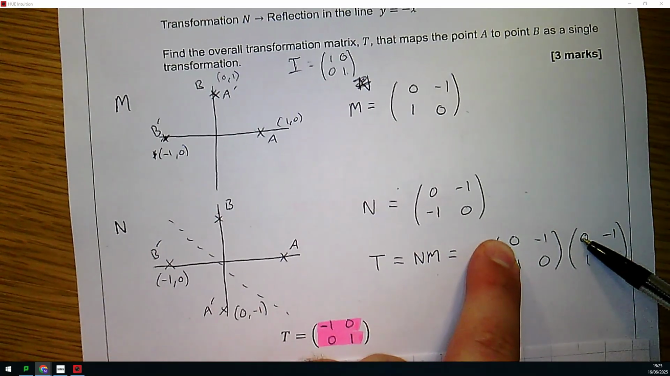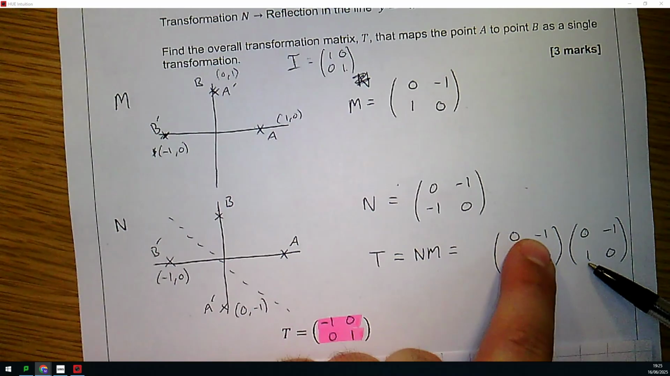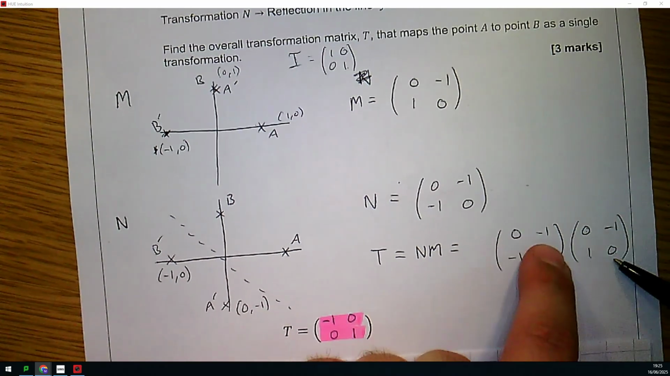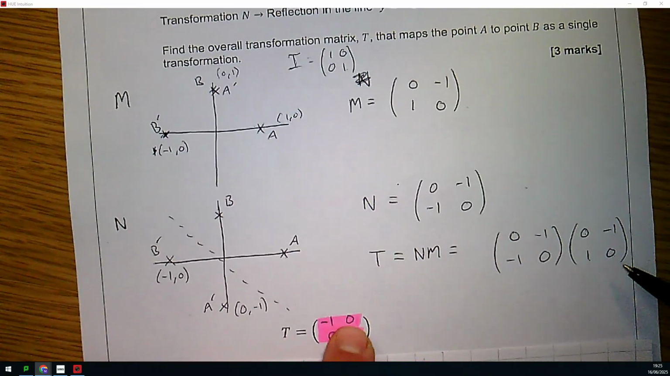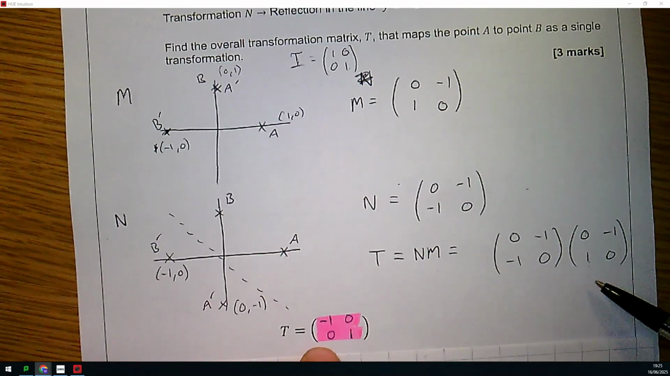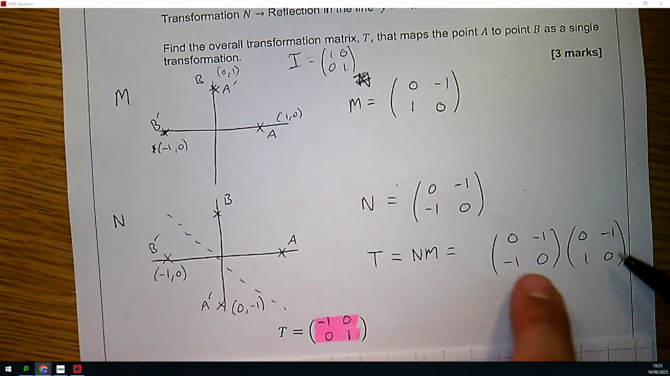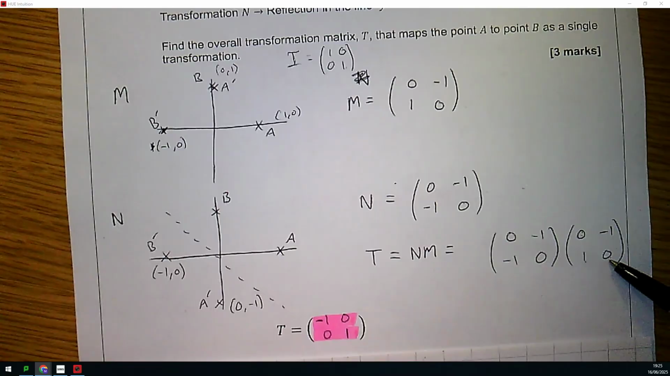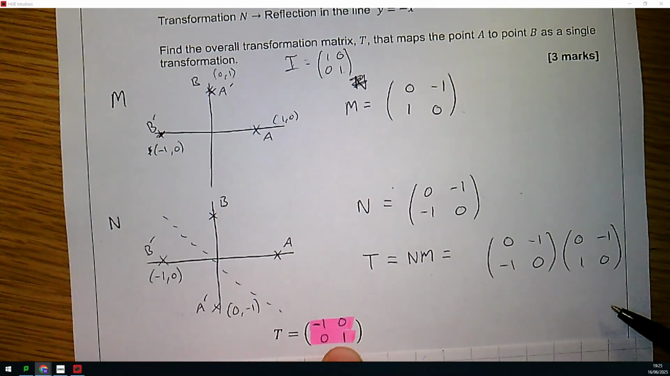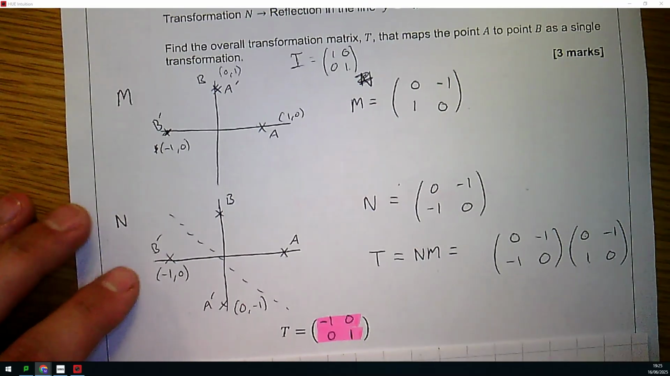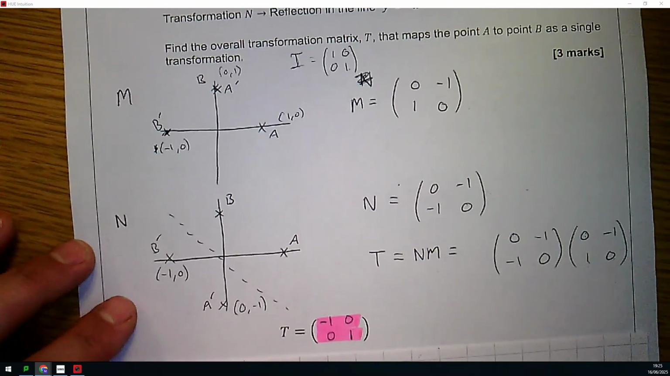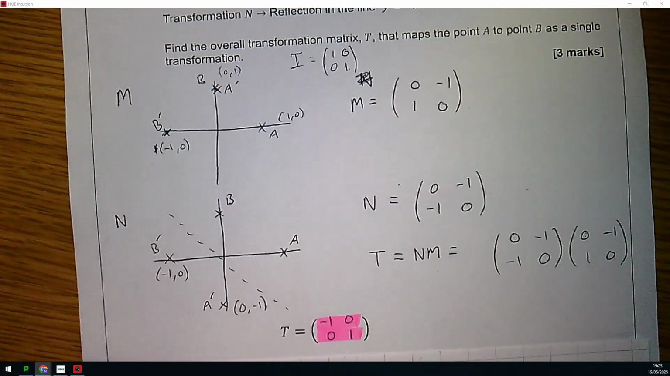0 times 0, add -1 times 1 is -1. 0 times -1, add -1 times 0 is 0. -1 times 0, add 0 times 1 is 0. And -1 times -1, add 0 times 0 is +1. And that is the final transformation matrix. There are a couple of different alternative methods to doing this, but this is the final answer. And we're done with that question.